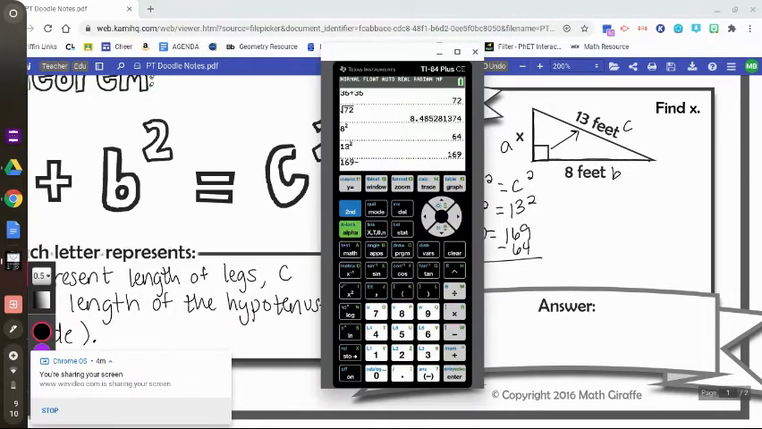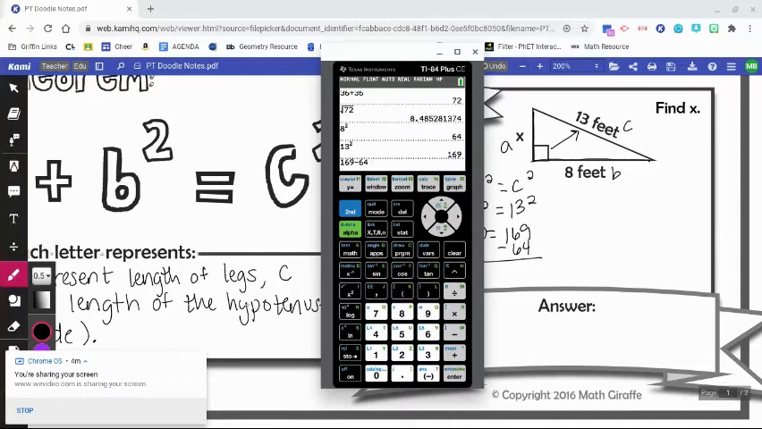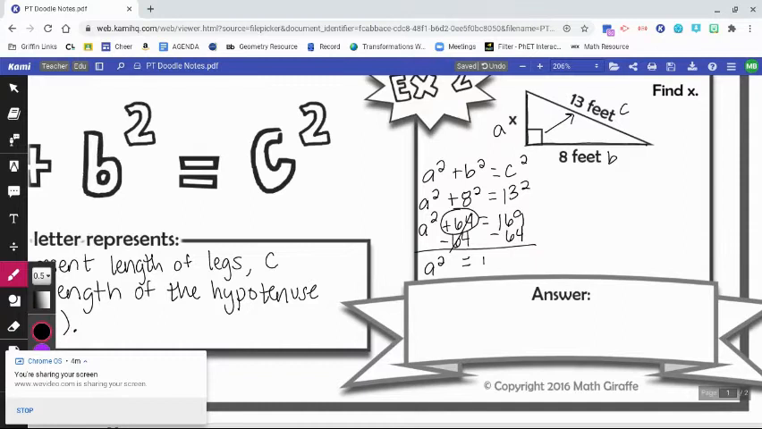169 minus 64 is 105. So I have 105. And then now, similar to the previous step, I'm going to move this up here so I have more room. So a squared is equal to 105.